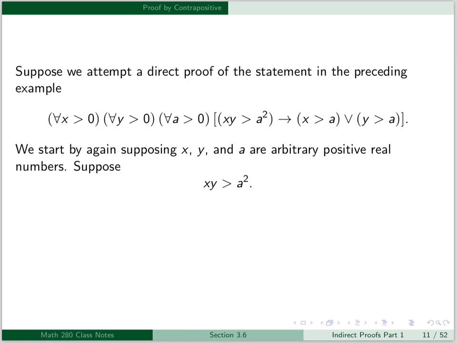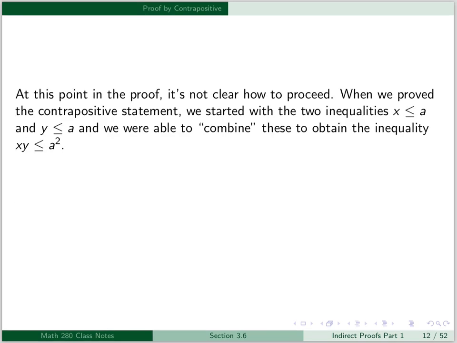Now suppose we attempt a direct proof of the statement in this example. We start by again supposing x, y, and a are arbitrary positive real numbers. We suppose the hypothesis xy is greater than a squared. We then need to show the conclusion x is greater than a or y is greater than a. At this point in the proof, it's not clear how to proceed.